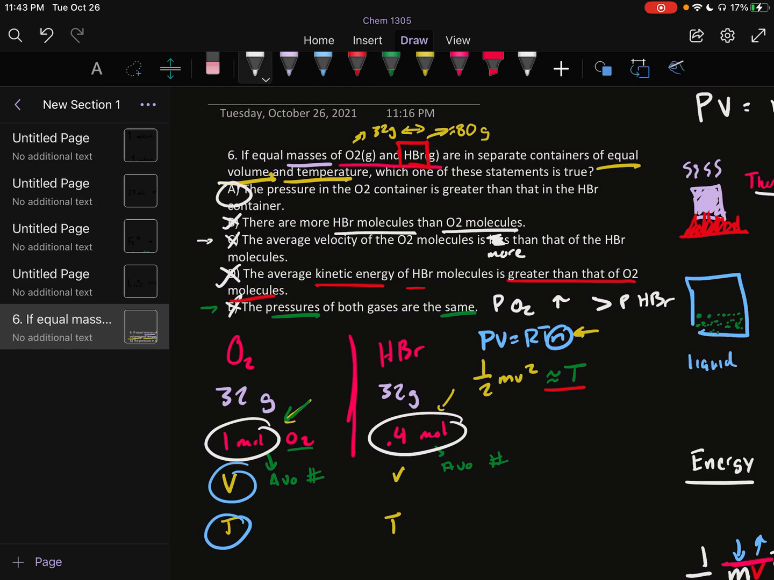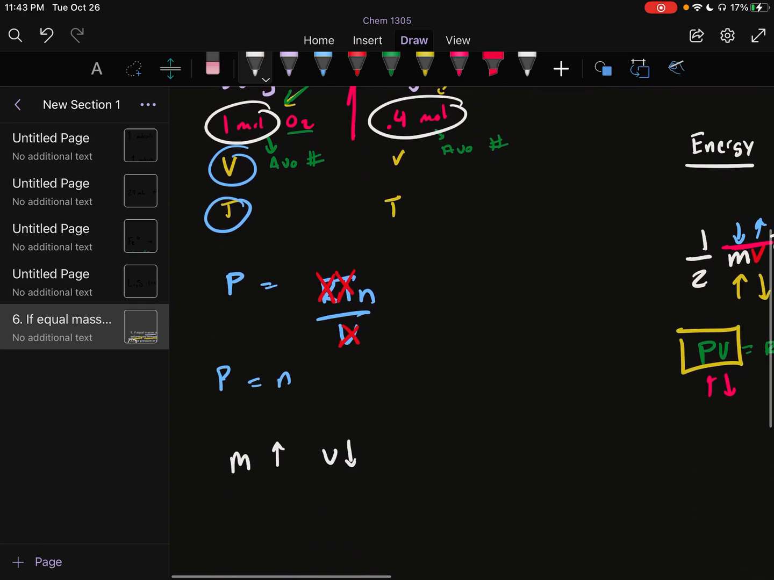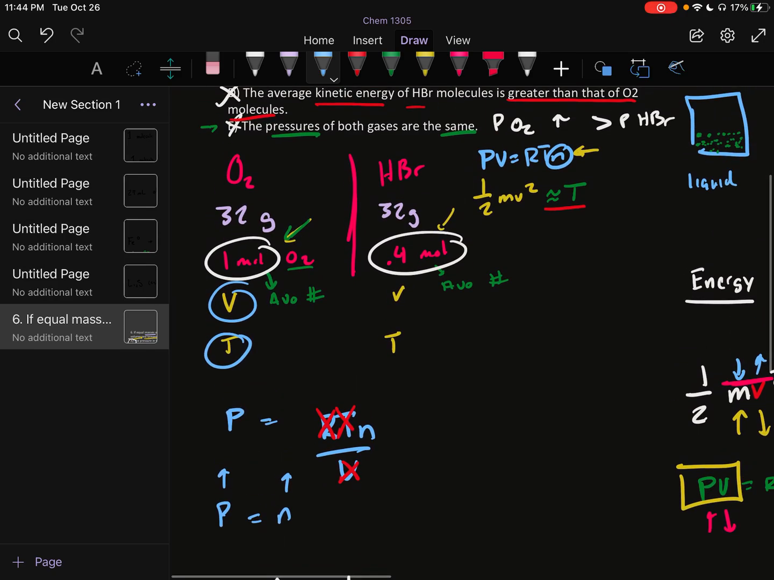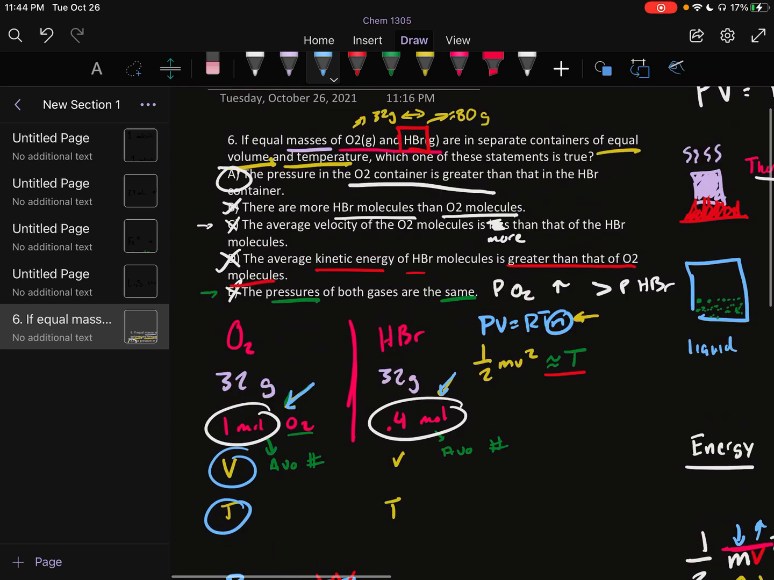Which leaves us with A, right? The pressure of O2 container is greater than the pressure in the HBr container. Let's take a look at this, right? Remember how pressure and number of moles are directly proportional? We can see that O2 does in fact have more moles than HBr. So this is obviously the right answer, so 6 is A.